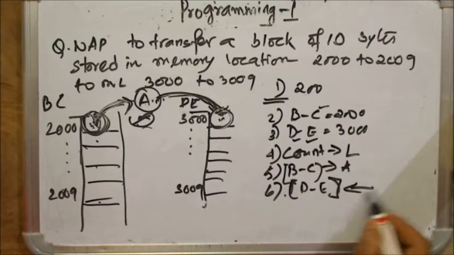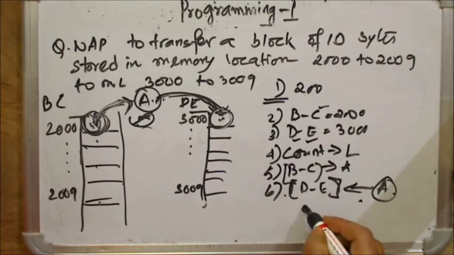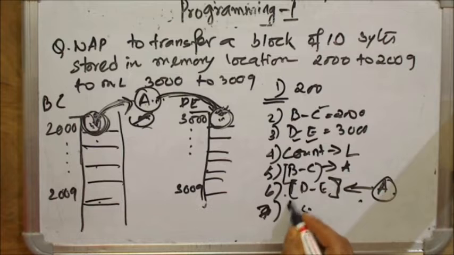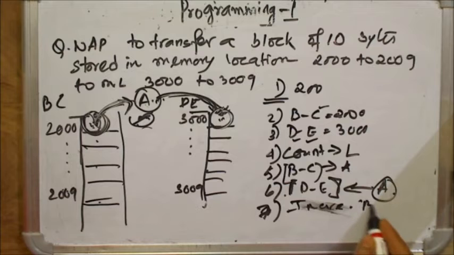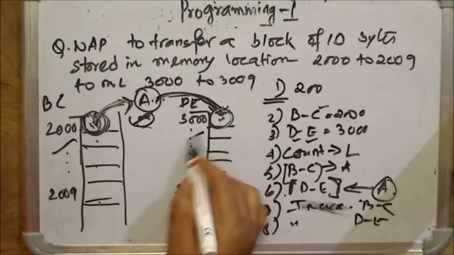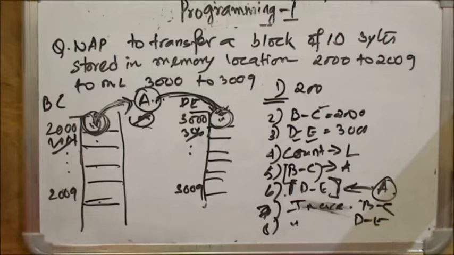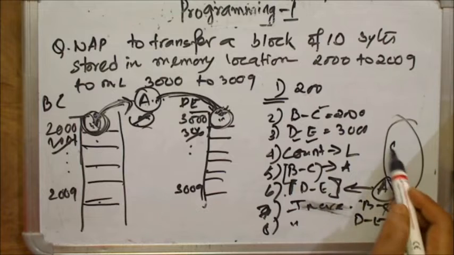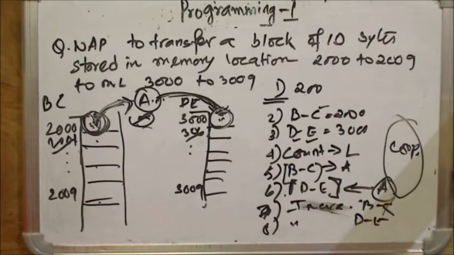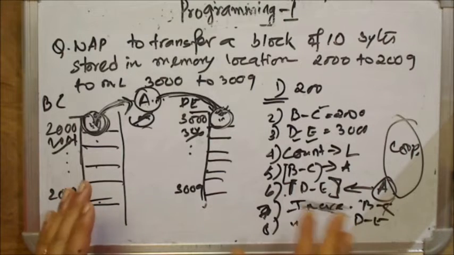Okay, store the data of accumulator into the memory location pointed by DE pair. Then increment the BC pair, and then increment the DE pair so that it comes to the next memory location, 2001, 3001. Okay, so in this way put the whole procedure in a loop, and your program is over. Clear?